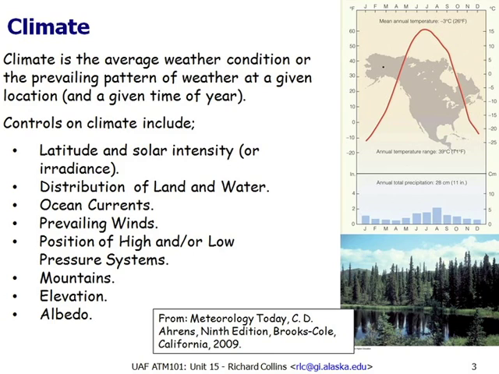We're going to talk about controls on climate and highlight how latitude and solar intensity, the distribution of land and water, ocean currents, prevailing winds, the position of high or low pressure systems, mountains, elevation, and albedo control climate. We're also going to limit our discussion of climate primarily to temperature and precipitation. And so we're going to look at global patterns of temperature and precipitation in the context of these controls.